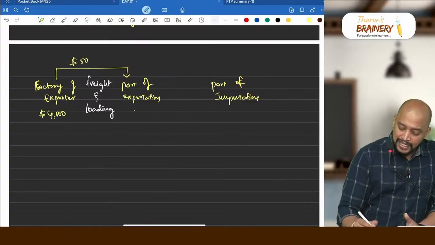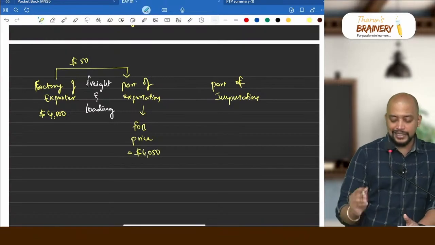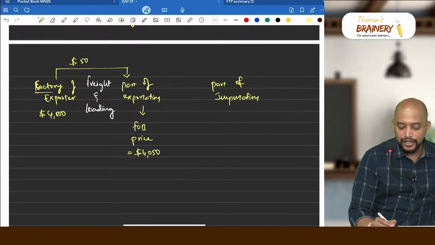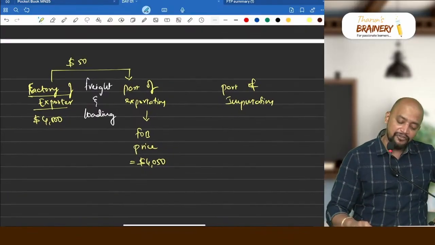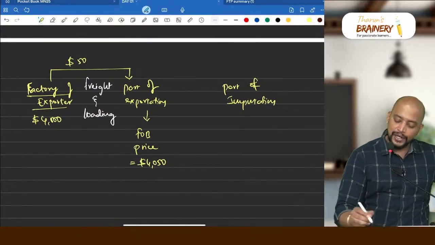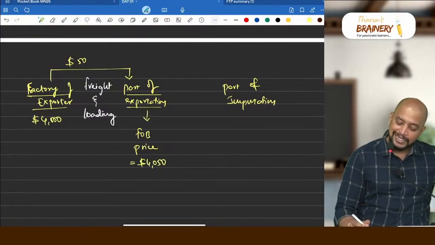Then what will be the FOB price? This is the ex factory price here, and this is the port of exportation. So what is the FOB price? The FOB price will be $4,050. Again I am repeating, at the factory of the exporter the price prevailing is $4,000, and when you add $50, that is freight and loading, we get the price at the port of exportation called the FOB price.